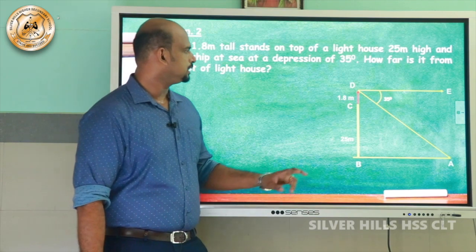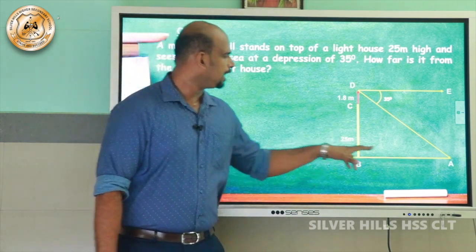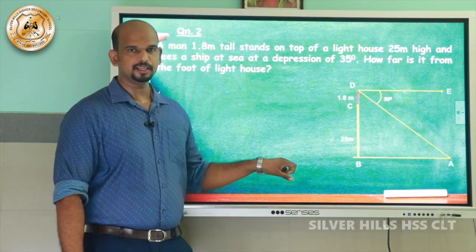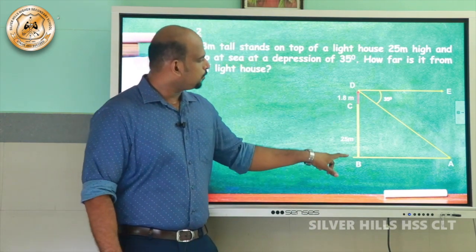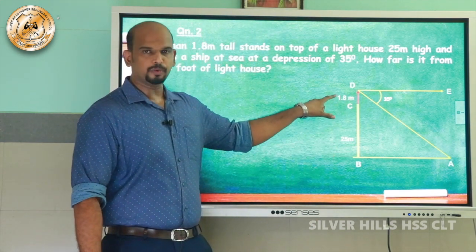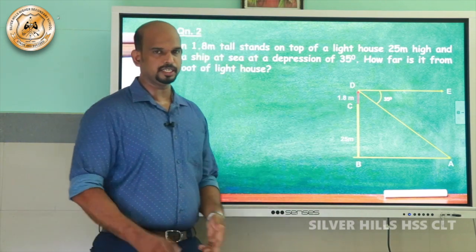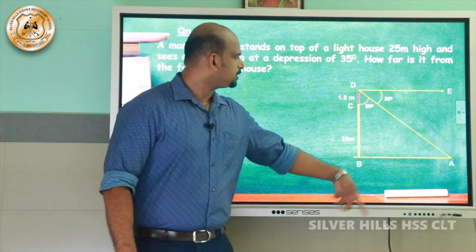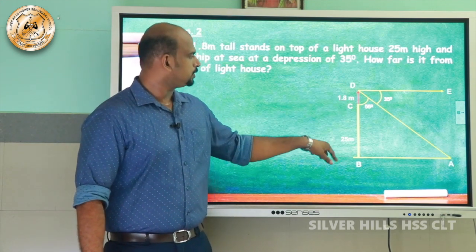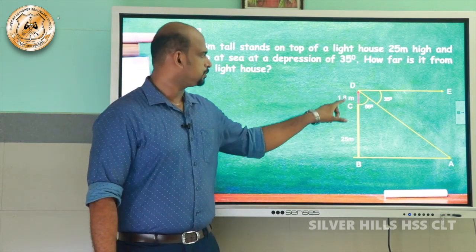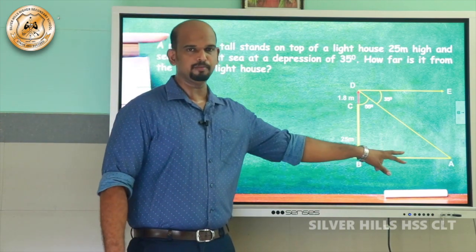So in this figure we have to find AB. For finding AB, consider the right triangle ABD. Here BD is equal to 25 plus 1.8. So AB is the opposite side of 55 degrees and the adjacent side is 25 plus 1.8, that is 26.8. So we can take tan 55 for finding AB.